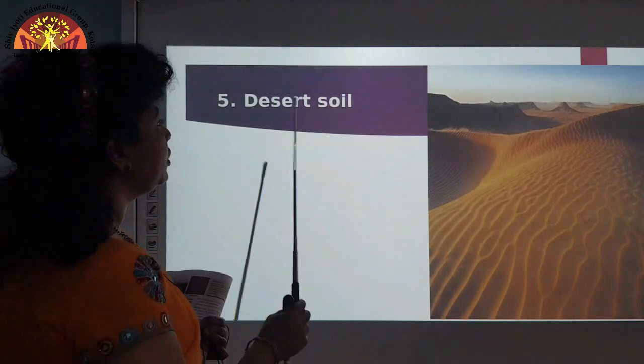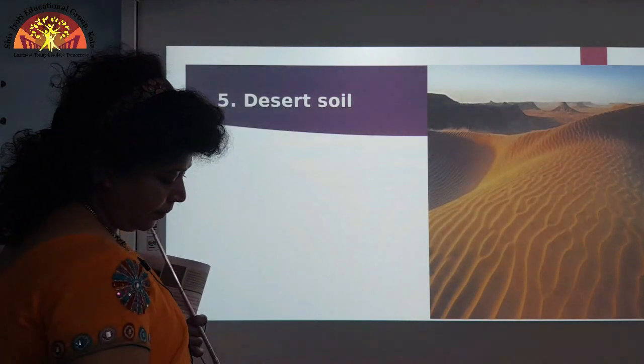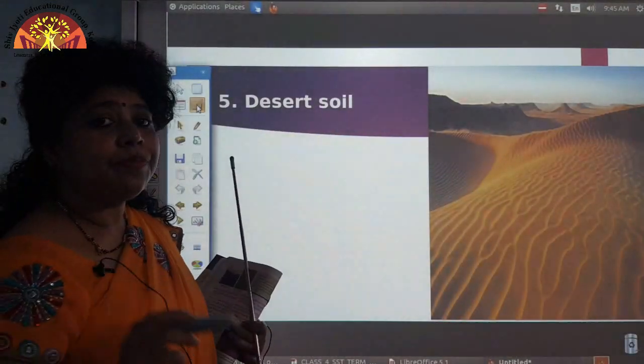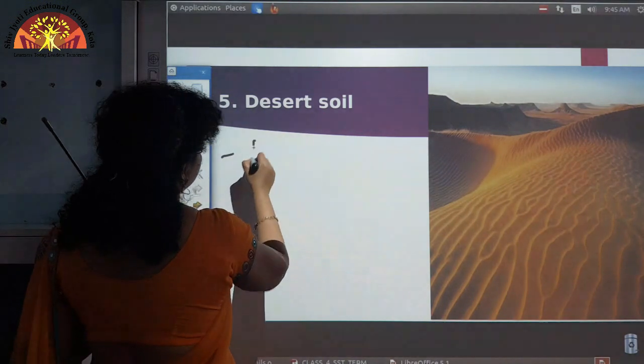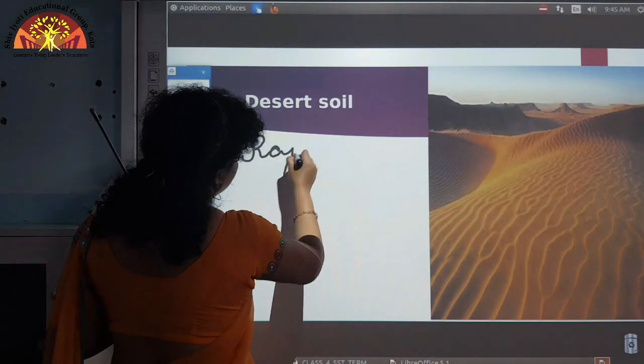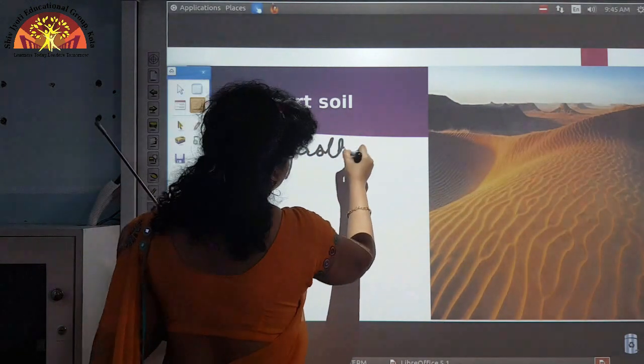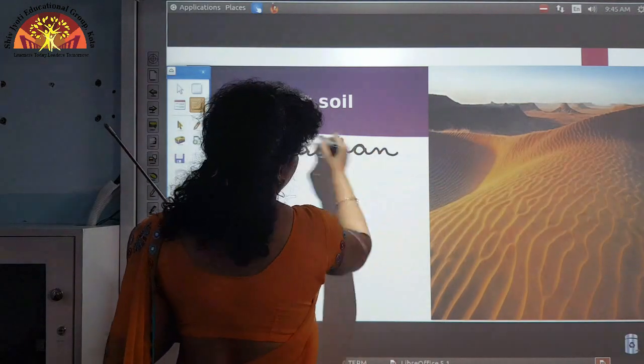Let us now come to desert soil. So, where are desert soils found? Desert soil is found in parts of Rajasthan and Gujarat.